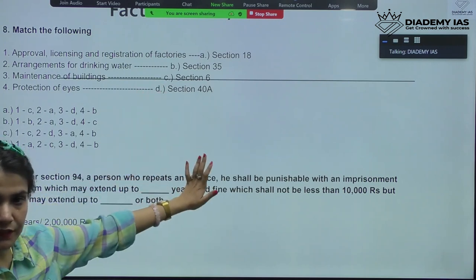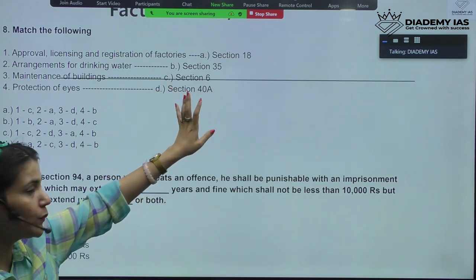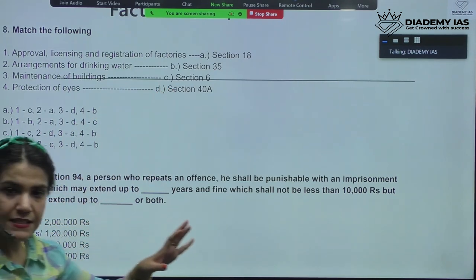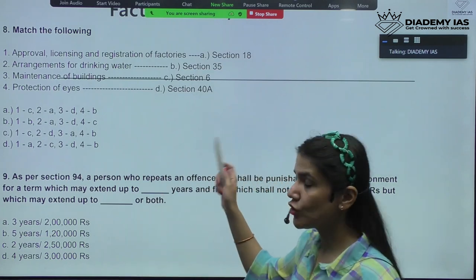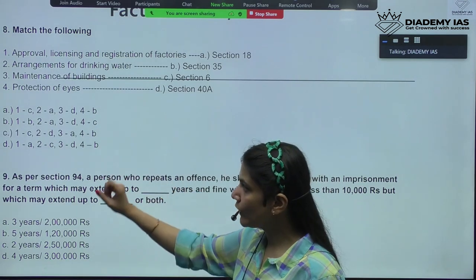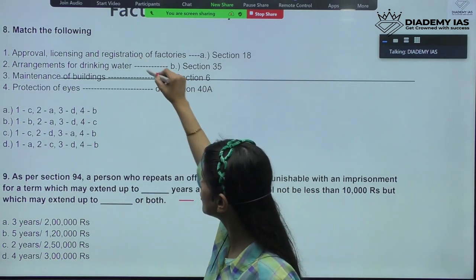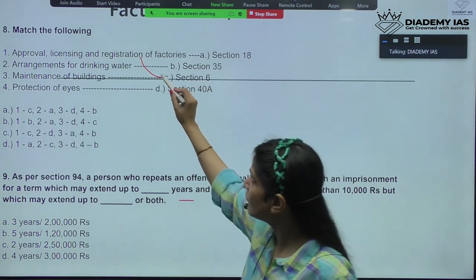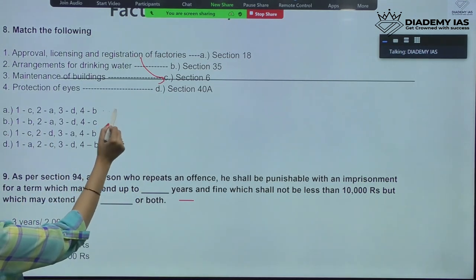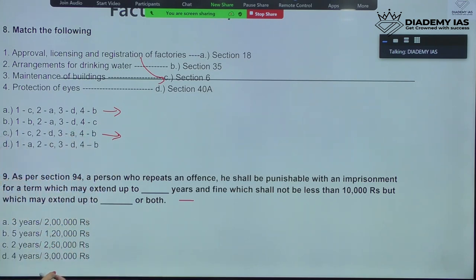If you remember the sections, specifically it's asking about the approval, licensing and registration of factories, a very important provision that we did. Then it is asking about the arrangement of drinking water, then the maintenance of buildings, right? Then we also have protection of eyes. We did that also in our class. So what you have to do is match it up. If you can clearly see, the closest answer for the first is section 6 for registration, right? And once you know 1 is 6, how are we going to optimally utilize your time? You know that either the answer is going to be this or this. Then you quickly jump onto the second one. That's the easiest way to attempt such questions.